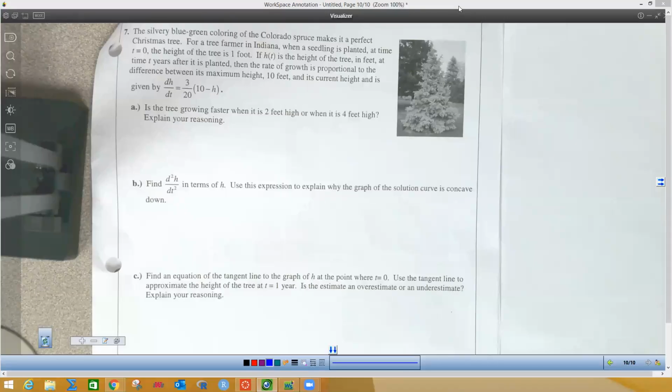All right, the silvery blue-green color of the Colorado spruce makes it a perfect Christmas tree. I have one of these.